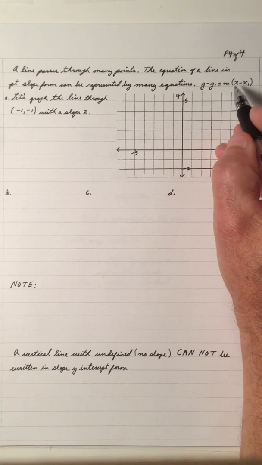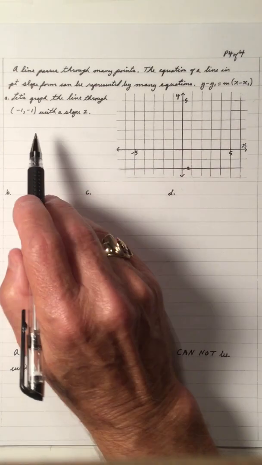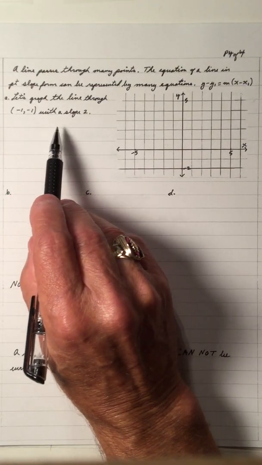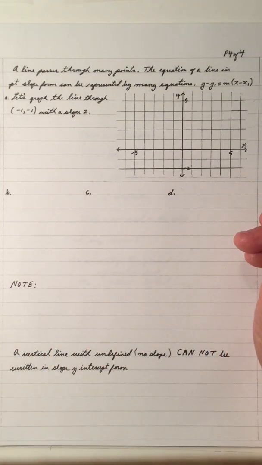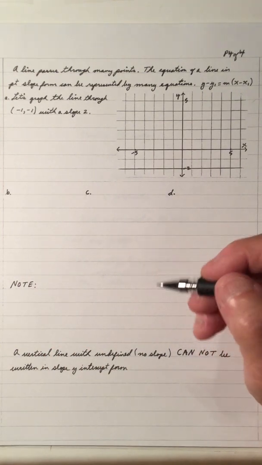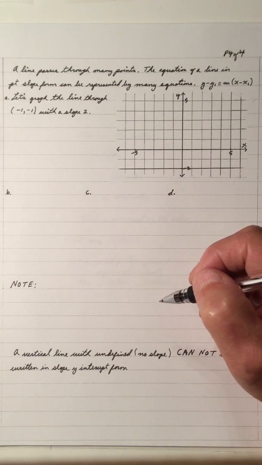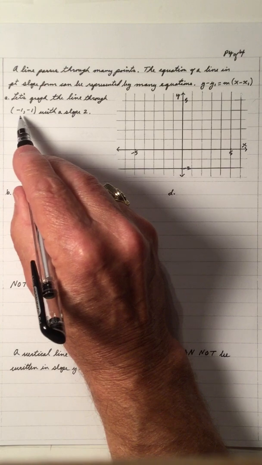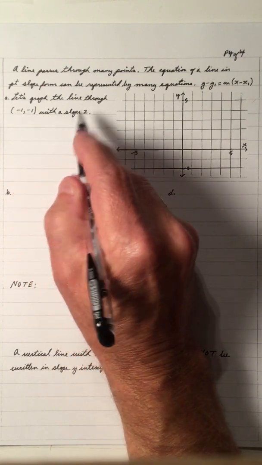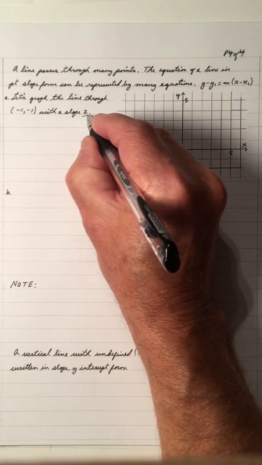So what I'm going to do now is that I'm going to graph this line, and I'm going to work out the equations for each of the points that's on the line to show you that if I got 4 points, I got 4 equations. Here we go. Let's graph the line through -1 with a slope of 2, and the 2 is understood to be over 1.